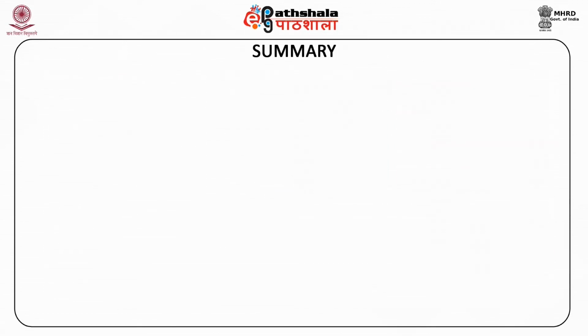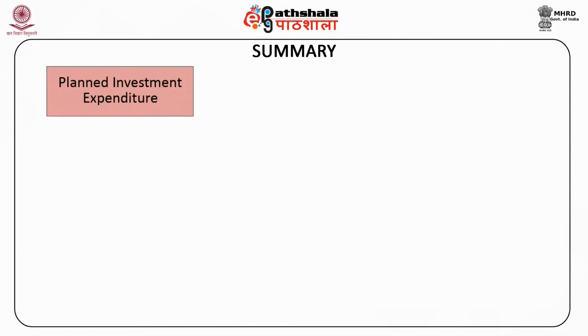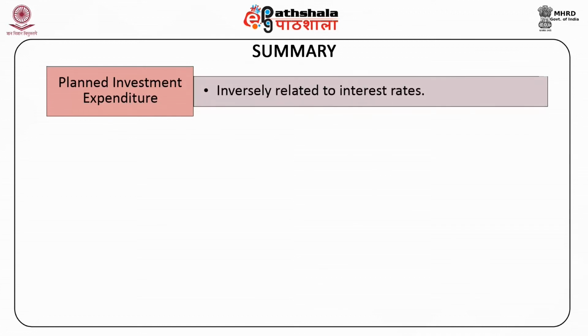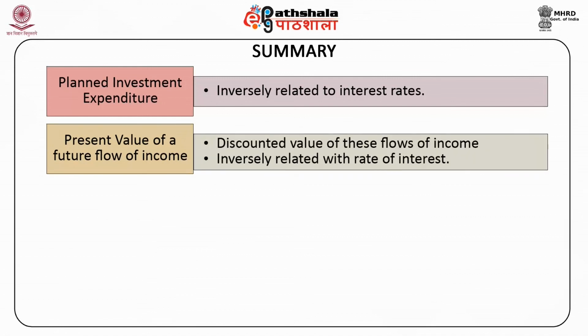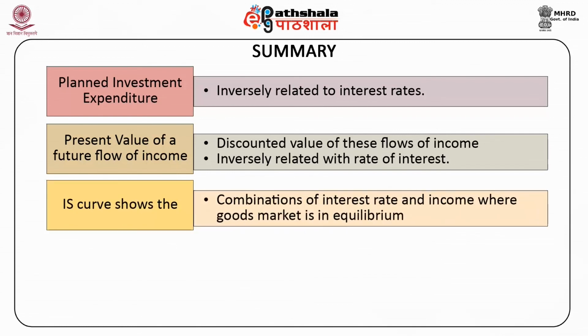Let us summarize what we learned in this module. In this module, we learned that the planned investment expenditure is inversely related to interest rates. The present value of a future flow of income is the discounted value of these flows of income. It is inversely related with the rate of interest. The IS curve shows the combinations of interest rate and income where the goods market is in equilibrium.